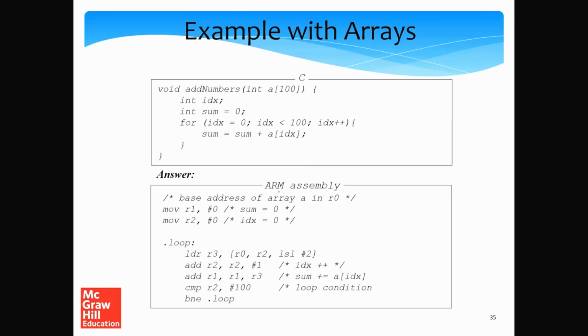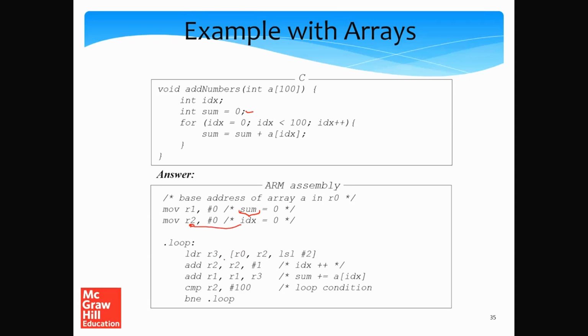In ARM assembly, the first task is to map the variables to addresses. In this case, sum is equal to 0, which means that the sum variable is mapped to register R1, and register R1 is set to 0. This is also the starting point in the C program, and we set our index equal to 0 and map index to register R2.